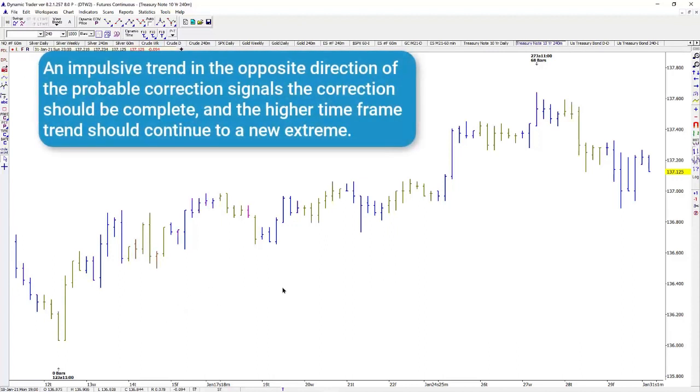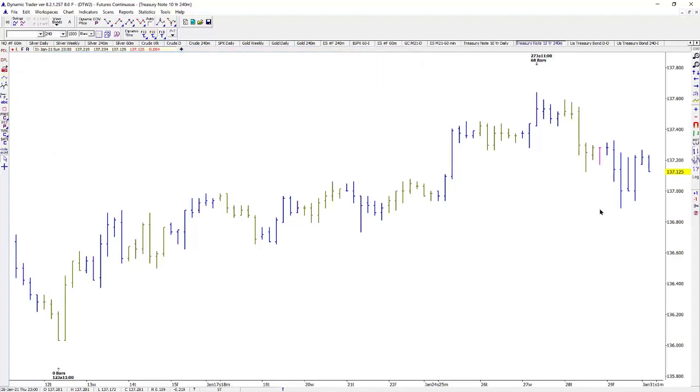So in other words, if this is a corrective advance, if we make a clearly defined 5-wave trend in the opposite direction, an impulse trend in the opposite direction, we have a possibility that this higher time frame correction is complete and that the trend prior to the correction is going to continue to a new extreme. In this case, the bear trend is going to continue to a new extreme beyond where the correction began. So look at this data against 240-minute data. After this, this is January 7th high.